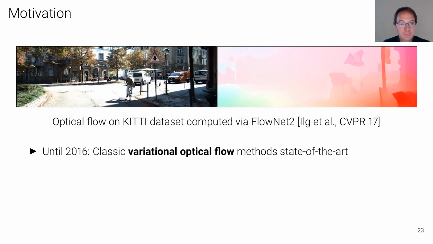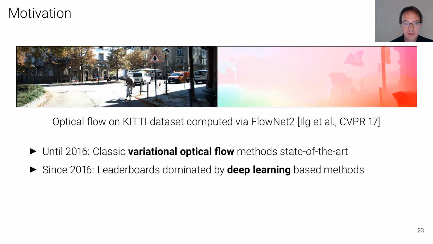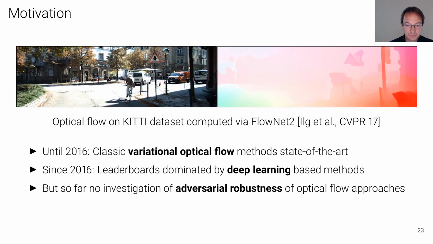So here's an example for an optical flow estimation from the KITTI dataset produced through the FlowNet2 algorithm. As you can see, it's pretty precise. It recovers the sign and the shape of certain objects in the environment. Until 2016, classical variational optical flow methods were state of the art, but since 2016, the leaderboards, for instance the KITTI leaderboard, became dominated by deep learning based methods. However, so far there has been no investigation of the adversarial robustness of these optical flow approaches, and that's what we'd like to look at today.